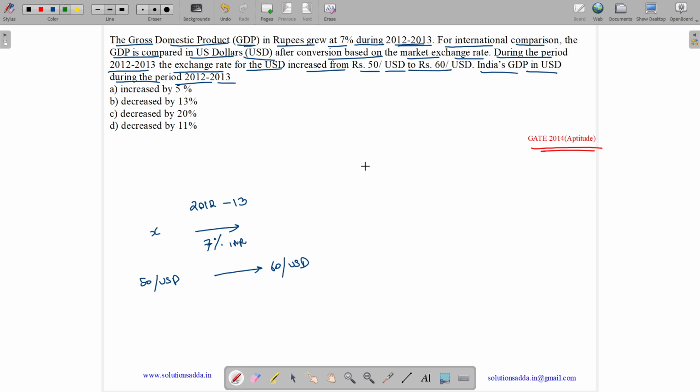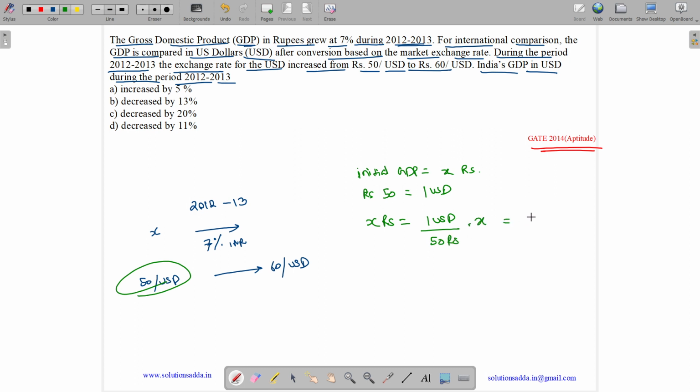Okay, so let us assume that initial GDP is X rupees. So what is it in terms of US dollars? See, it is given that 50 rupees equals 1 US dollar. So rupees 50 equals 1 US dollar. So X rupees equals 1 US dollar divided by 50 rupees into X. So it equals X by 50 US dollars. So this was our initial GDP, X by 50 US dollars.